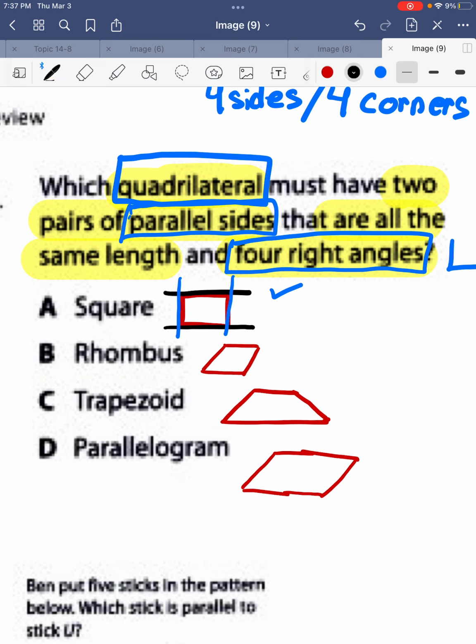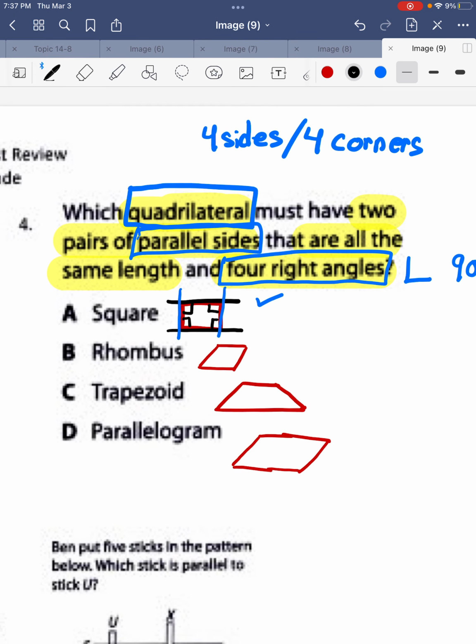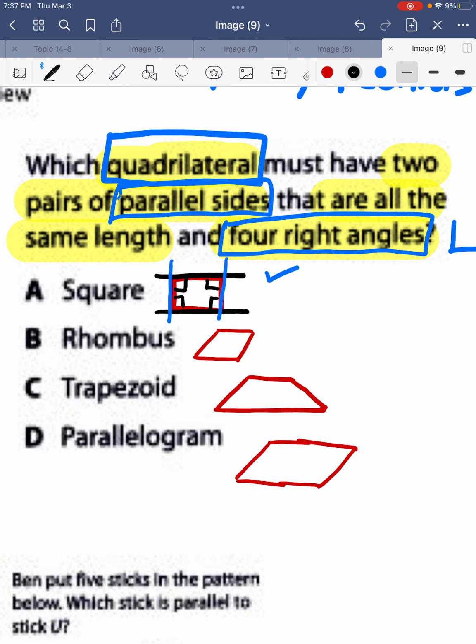Definitely, I should know a square has 4 right angles. I can make a corner in each, okay? So this could potentially be, I'm going to put check mark, question mark. This could be my answer.